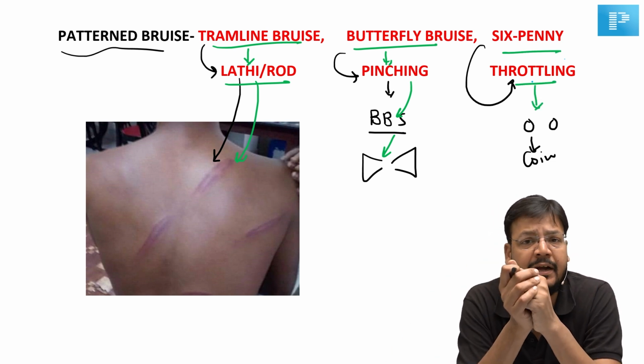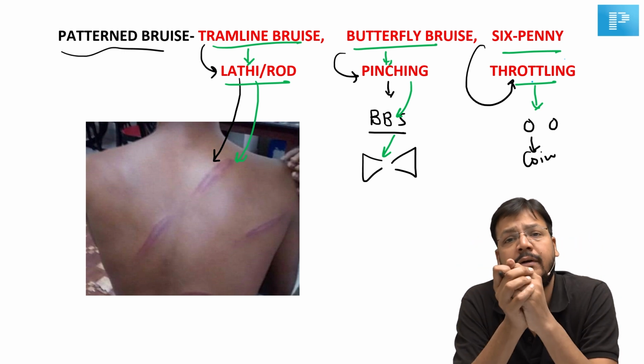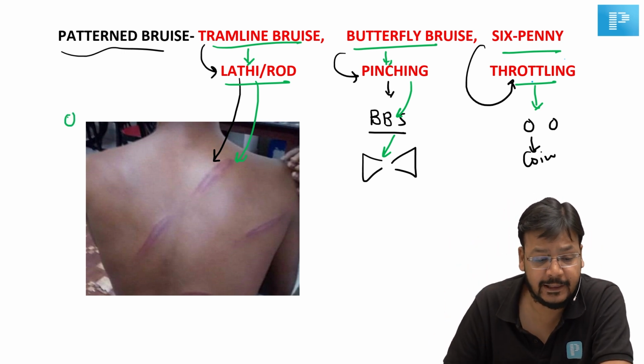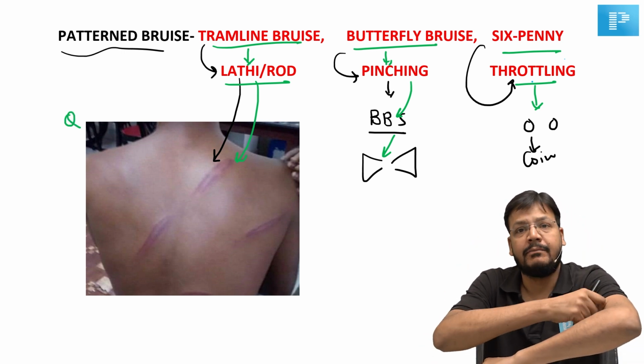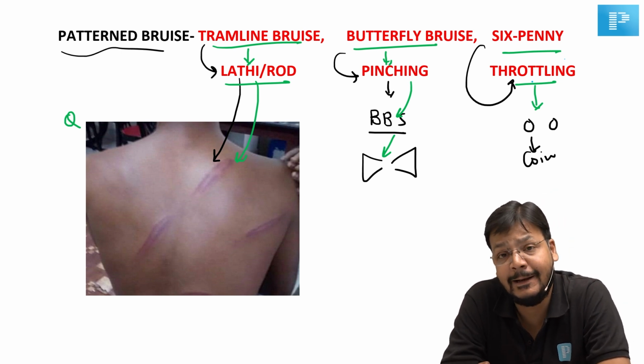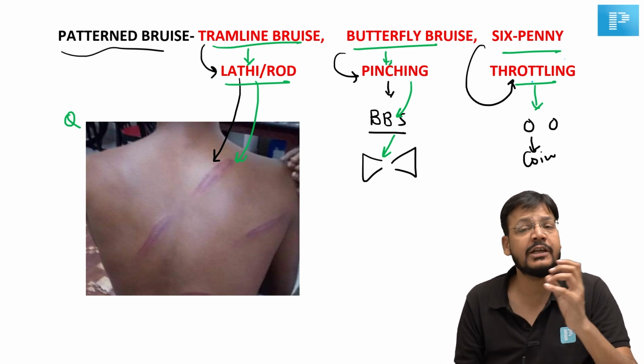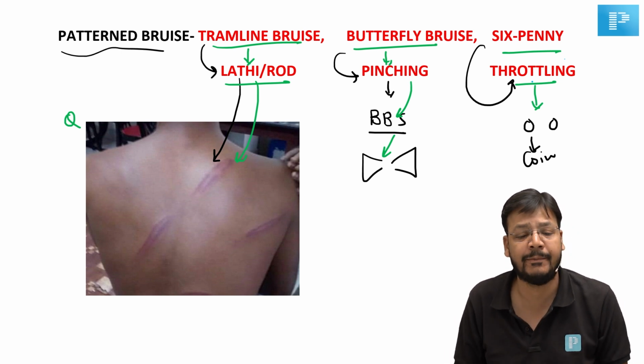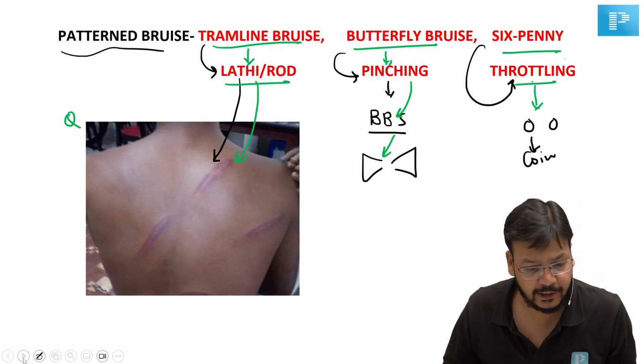So again I am revising, my dear friend. Lathi or rod produces tramline bruise depicted in the picture. Pinching the baby, butterfly bruise, that is seen in battered baby syndrome. Listen carefully. And six penny bruise present in throttling, coin shaped bruise. These all are examples of pattern bruise.